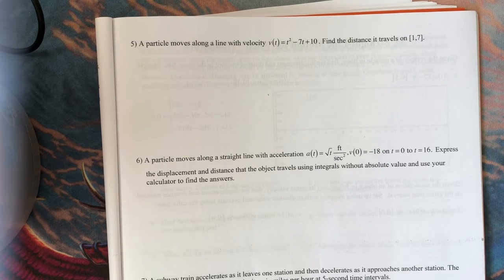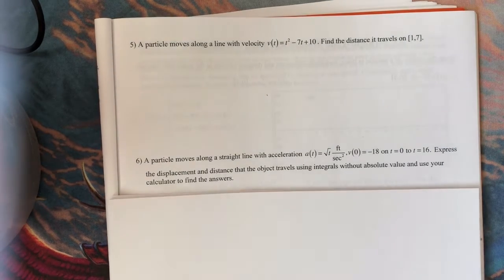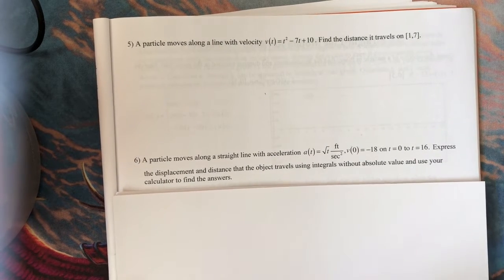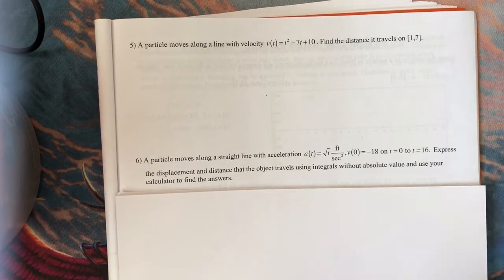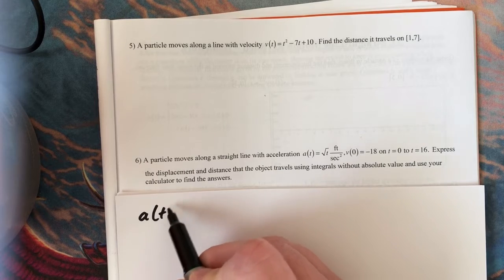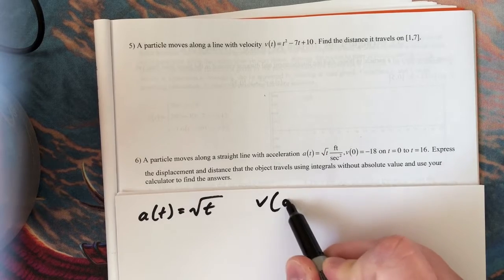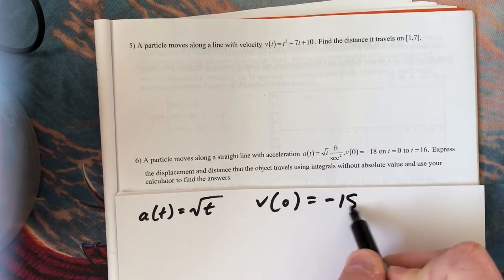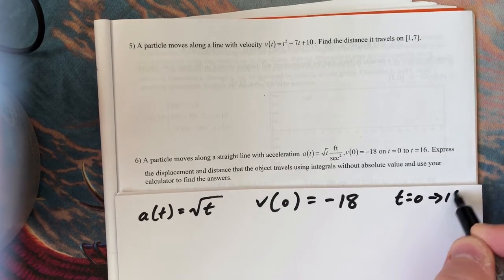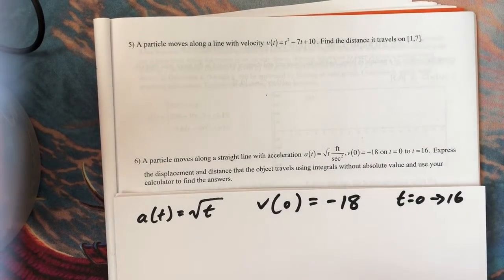All right. Oh, this time it wants us to use, all right. So it says, a particle moves along a straight line with acceleration. And we know v of 0 is equal to negative 18. And we want t equals 0 to 16. We want to find displacement and distance.